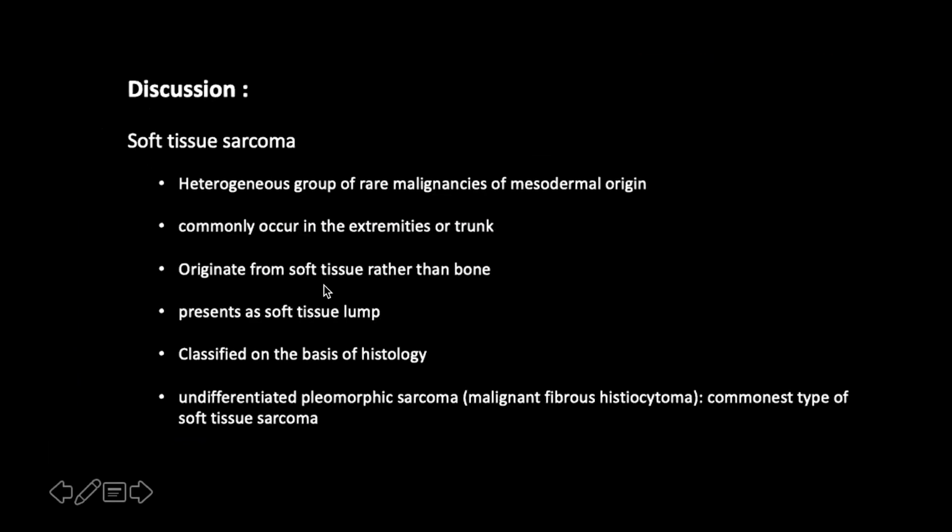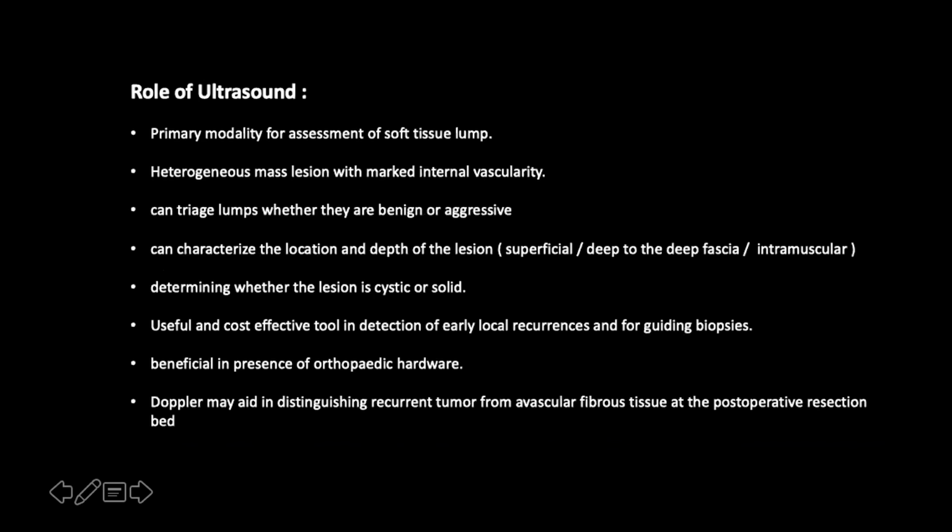So the discussion is soft tissue sarcomas. They are a heterogeneous group of rare malignancies. The commonest site is extremity or trunk. They present as a painless soft tissue lump. Basically, if we are suspecting it, we have to go for histopathological correlation. What is the role of ultrasound here? First, it is the primary modality.